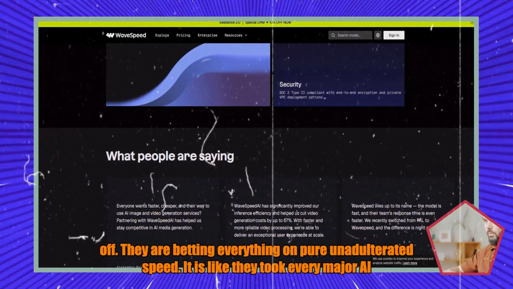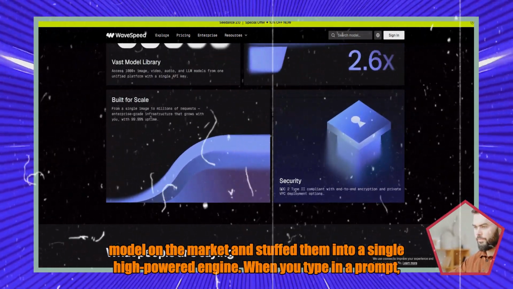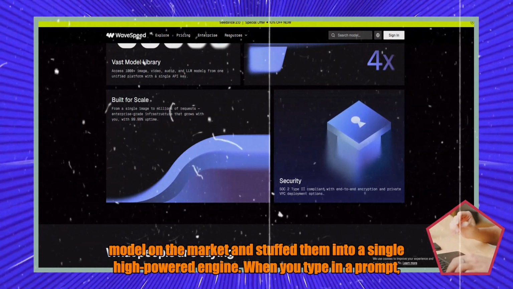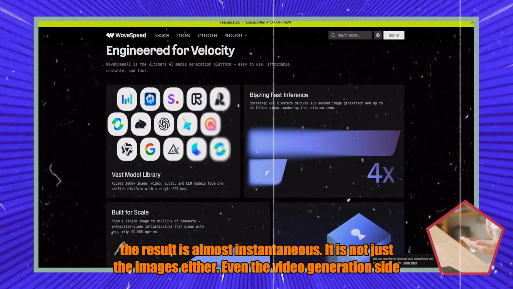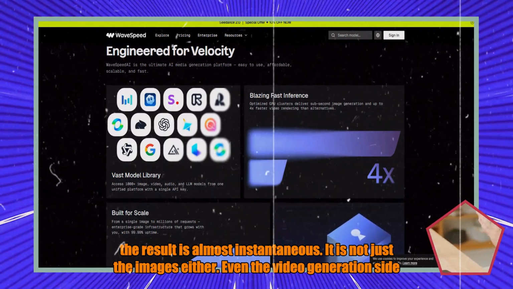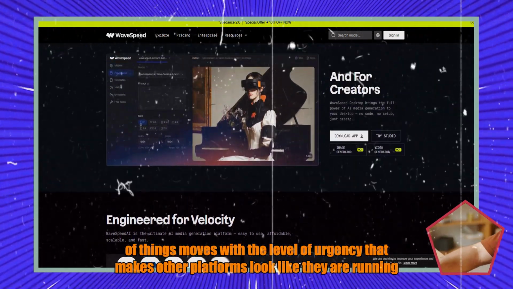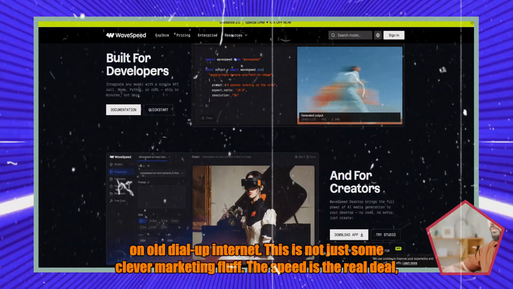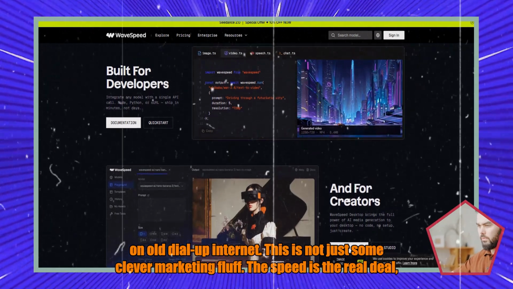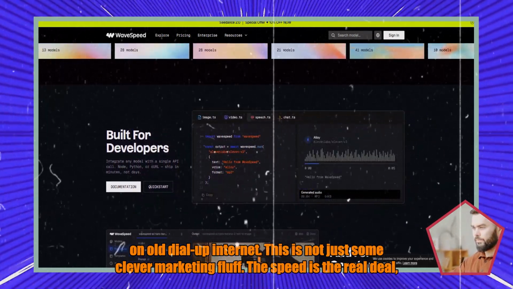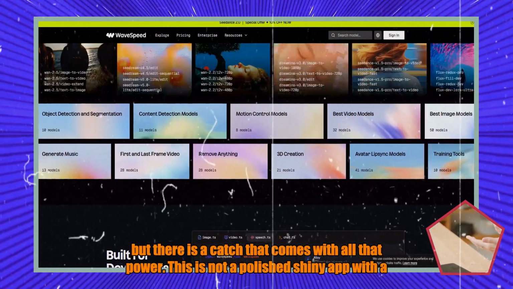It is like they took every major AI model on the market and stuffed them into a single high-powered engine. When you type in a prompt, the result is almost instantaneous. It is not just the images either. Even the video generation side of things moves with a level of urgency that makes other platforms look like they are running on old dial-up internet. This is not just some clever marketing fluff. The speed is the real deal, but there is a catch that comes with all that power.